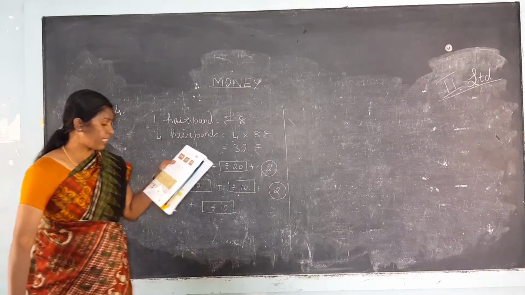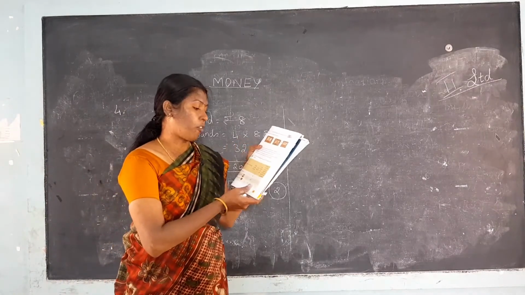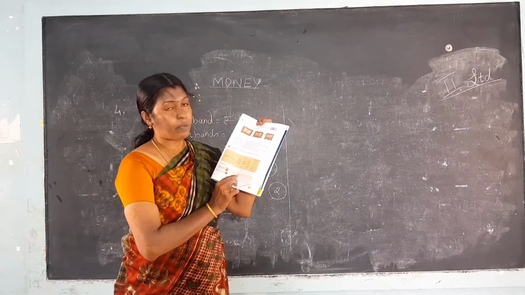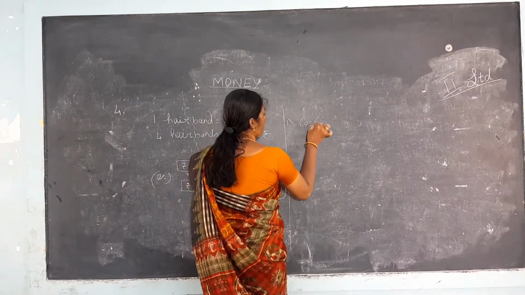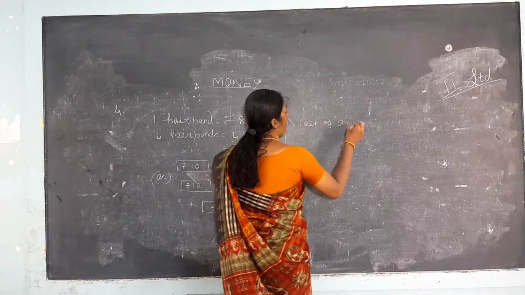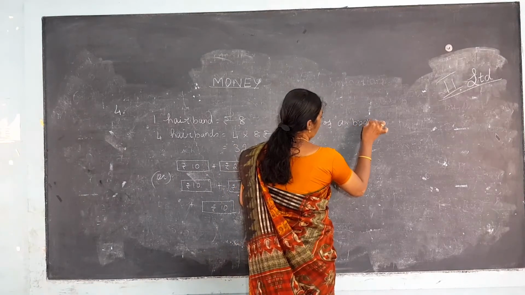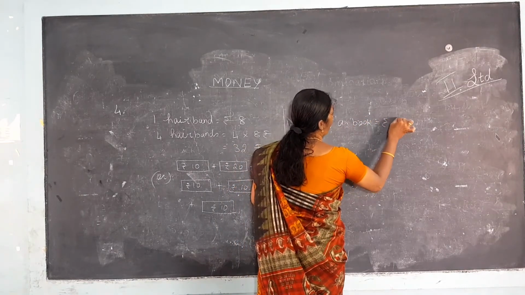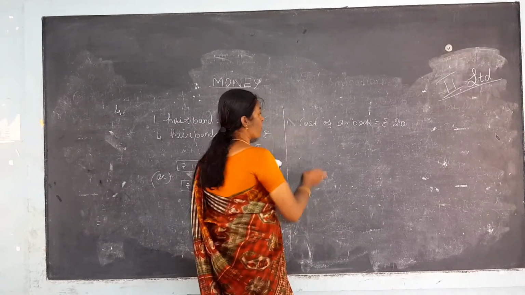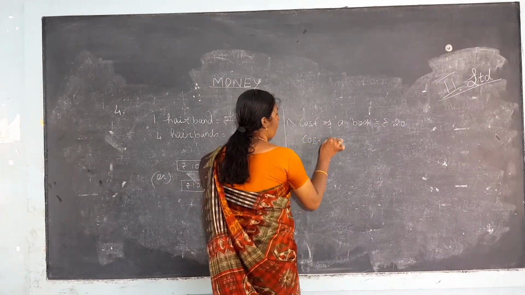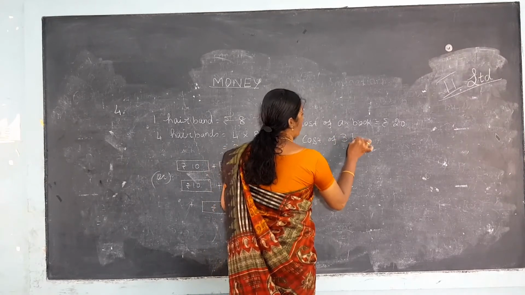And you see the next one, ma, the cost of a comic book. The cost of a comic book is 20 rupees. Cost of a book, how much? 20 rupees. And how many books did we buy? 3 books. So the cost of 3 books.